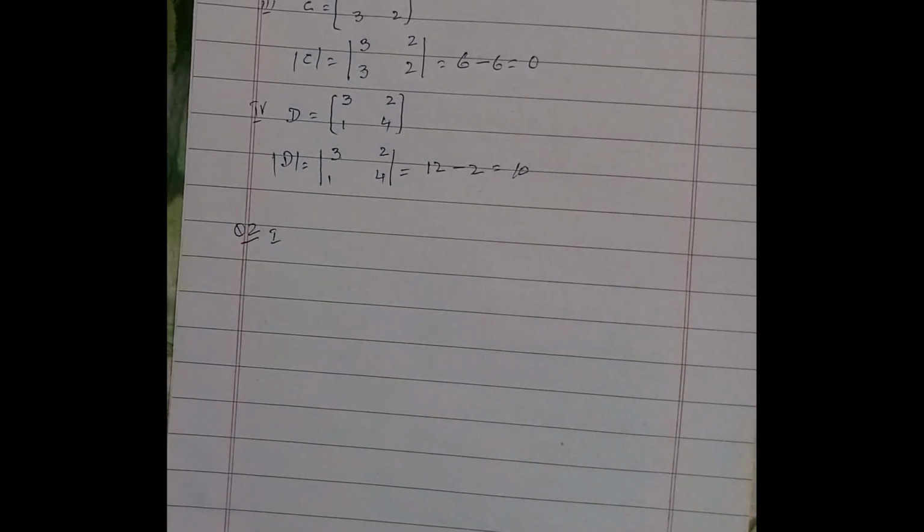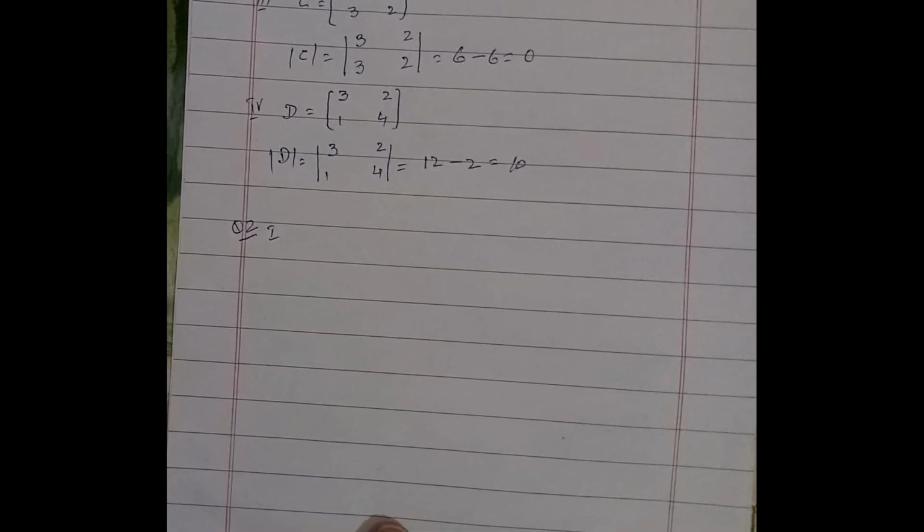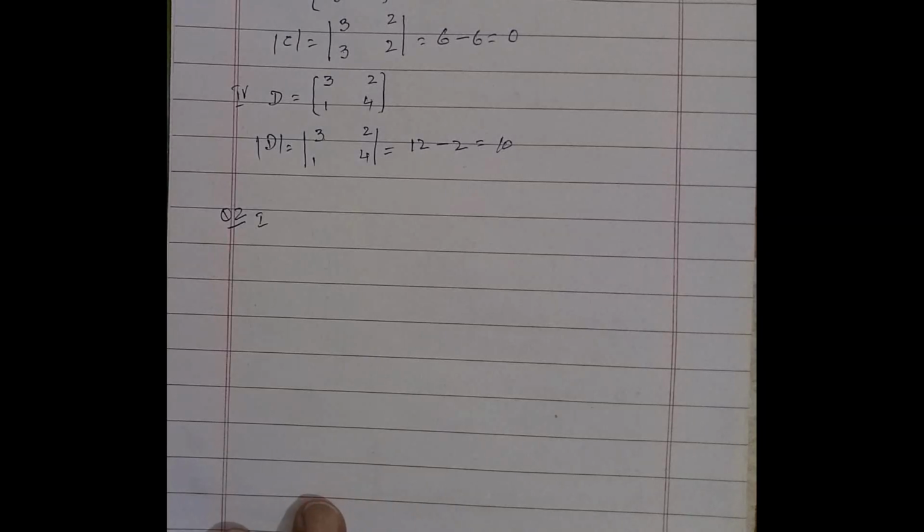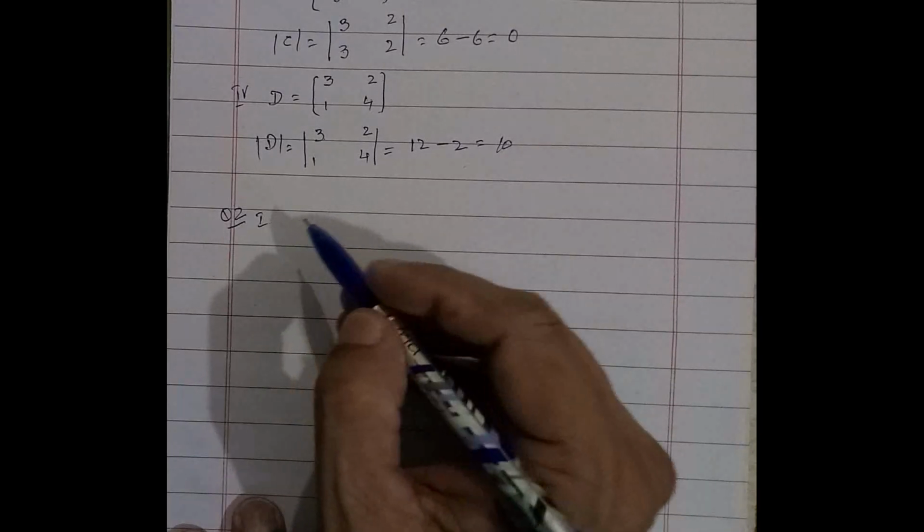Question 2, in which find whether the following matrices are singular or non-singular. Students, when the determinant of a matrix is equal to 0, it is called a singular matrix, and if it is not equal to 0, then it is a non-singular matrix. So let's start. Question 2, part 1.